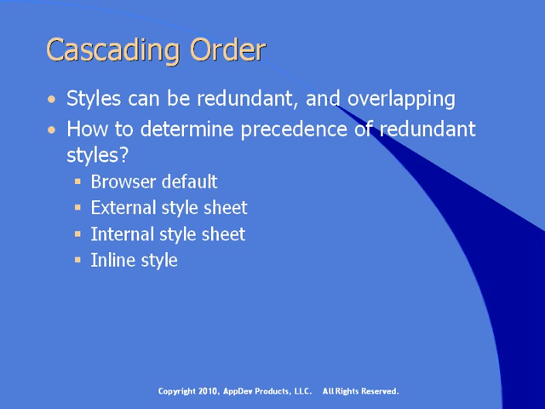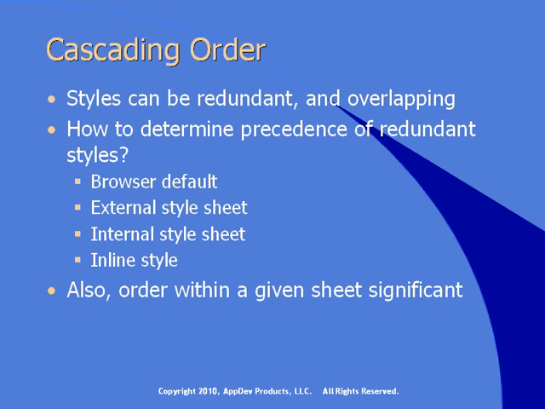Finally, the one with the highest precedence is an inline style. The style attribute within an element in HTML gives preference to the inline style. It always wins. Also, the order within a given sheet is significant. The last style that's found always wins. So if you have two declarations for the same style, the second one is the one that gets applied.